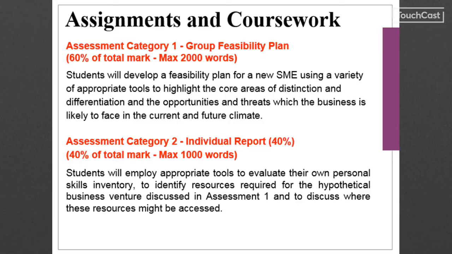Assessment 2 is an individual report which is worth 40% of the total mark and should be a maximum of 1,000 words. In this assignment, students will employ appropriate tools to evaluate their own personal skills inventory, to identify resources required for the hypothetical business venture discussed in Assessment 1, and to discuss where these resources might be accessed. Both assignments will be uploaded to Turnitin using the appropriate link in the assessment section of the module on Moodle.